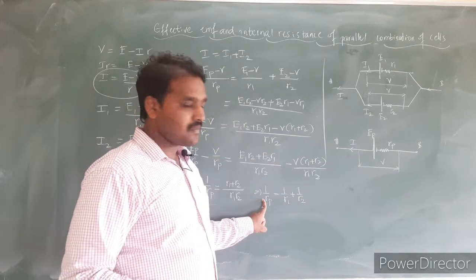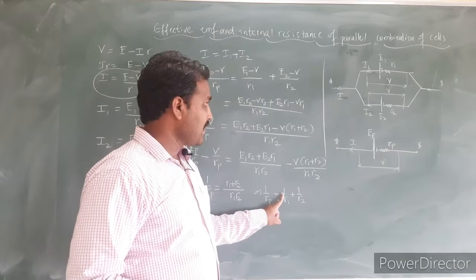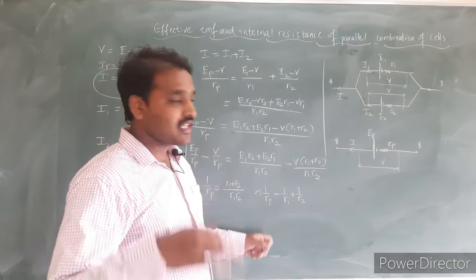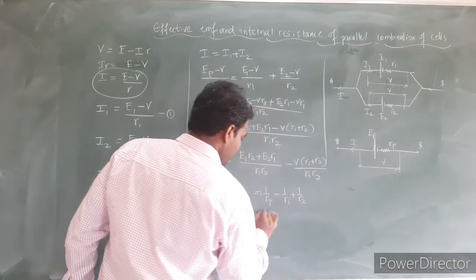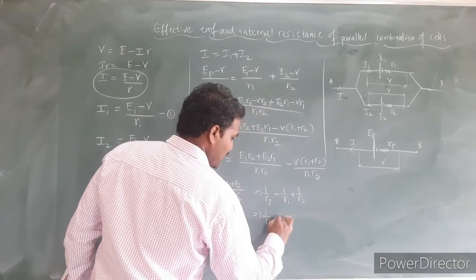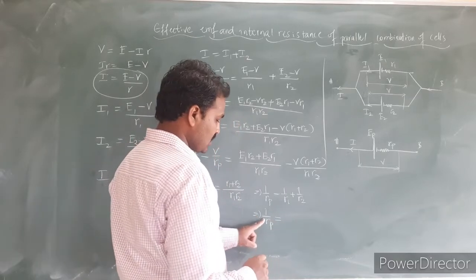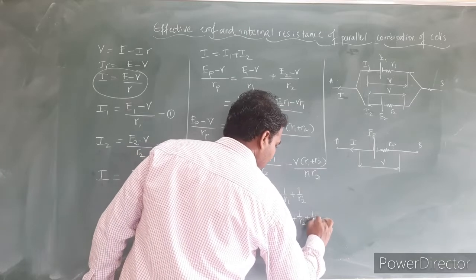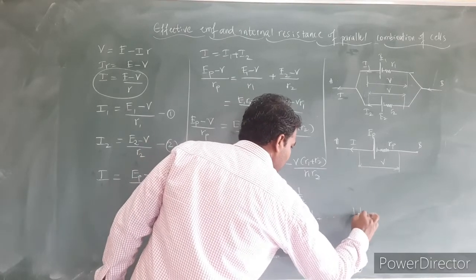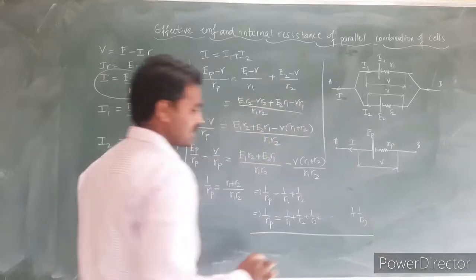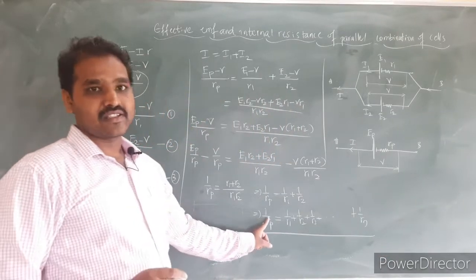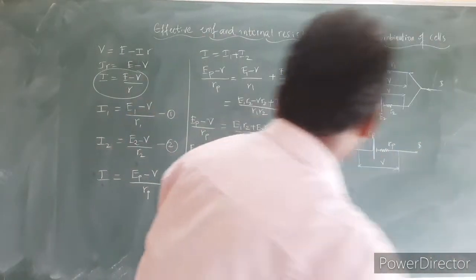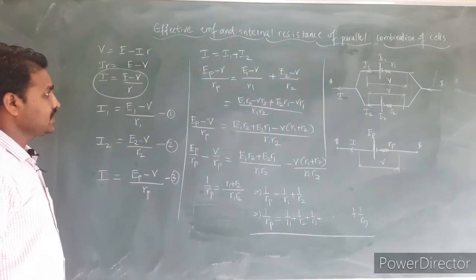This is the expression for effective internal resistance of a parallel combination of two cells. The same thing can be extended for n number of cells. If you have n number of cells, the effective internal resistance of those cells is given by 1 by R1 plus 1 by R2 plus 1 by R3 up to 1 by Rn. This is the expression for the effective internal resistance for parallel combination of n cells. So, this is about the internal resistance.